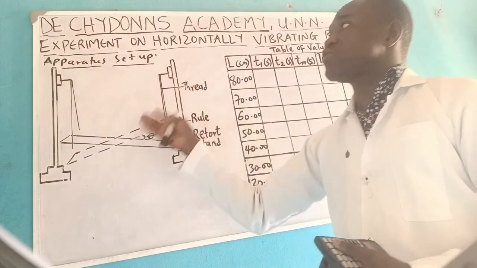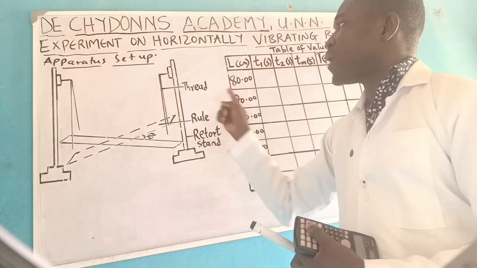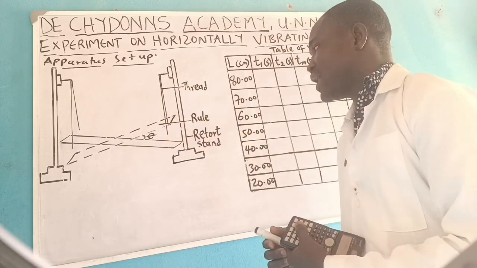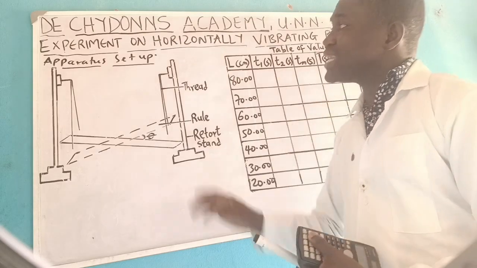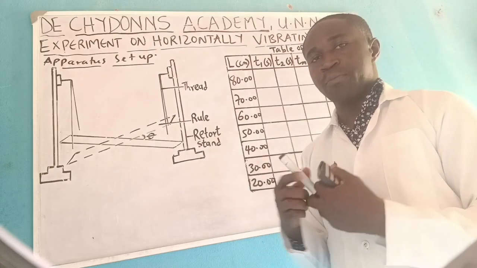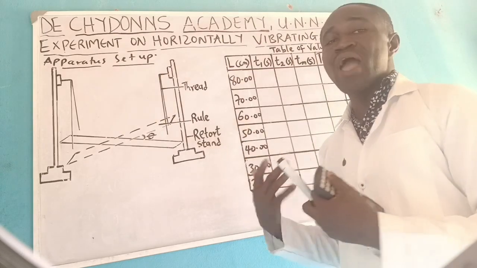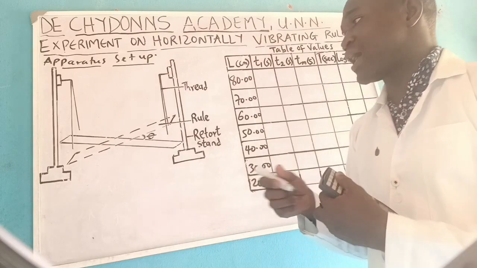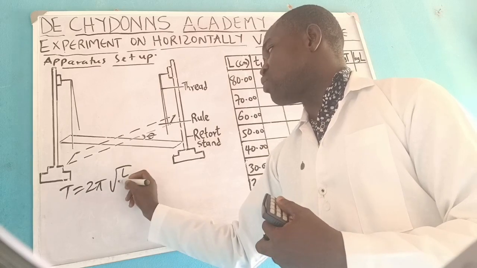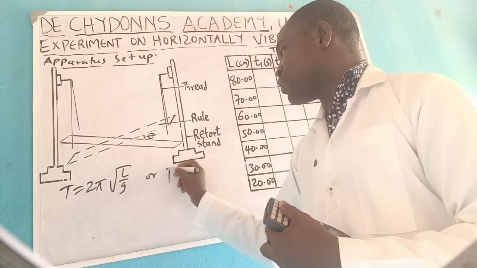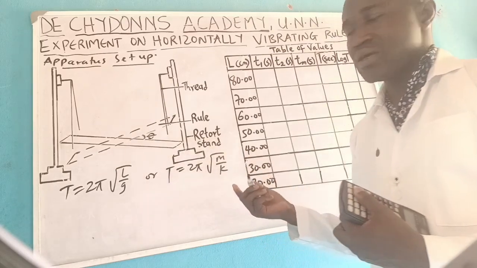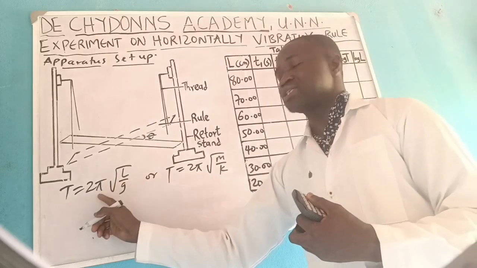So this is the apparatus setup of this experiment, where you have the thread, the retort stand, the meter rule, and the angle of displacement. Now, it is important to note that this experiment obeys all the principles of the simple pendulum. In the simple pendulum, we have a lot of formulas, and one of such formulas is that the period is equal to 2 pi root L over g. We also have the period equals 2 pi root m over k and others. Let's talk about this one especially.